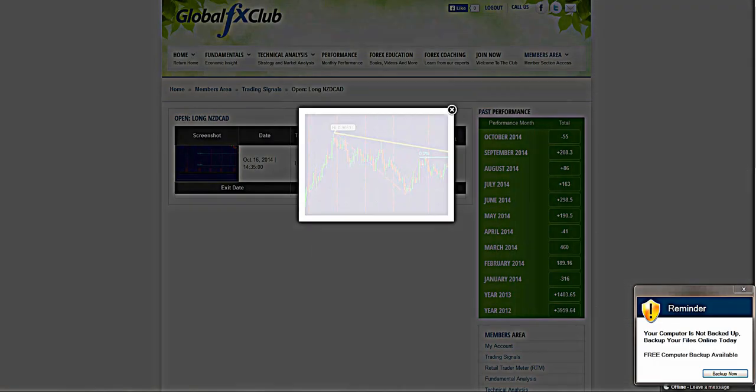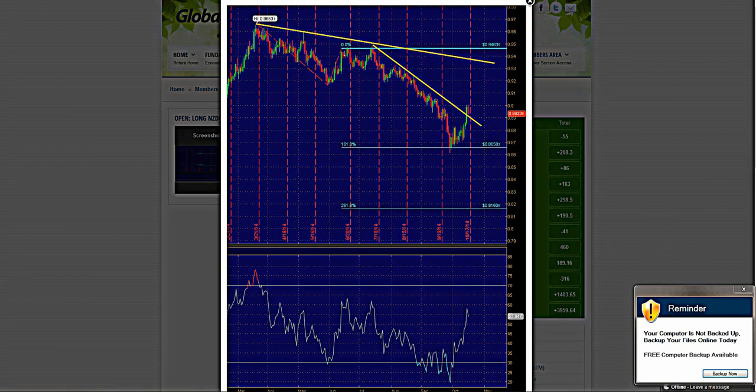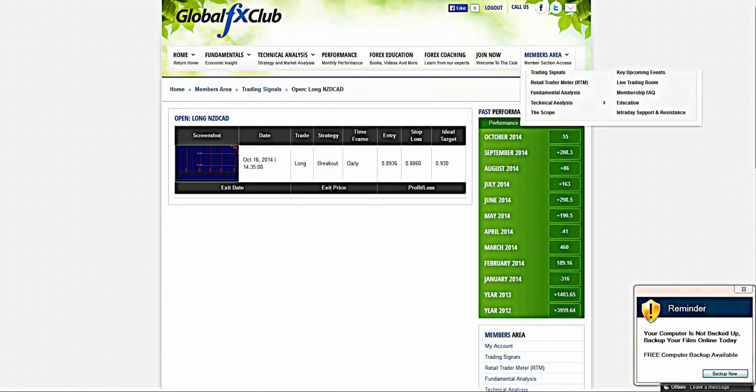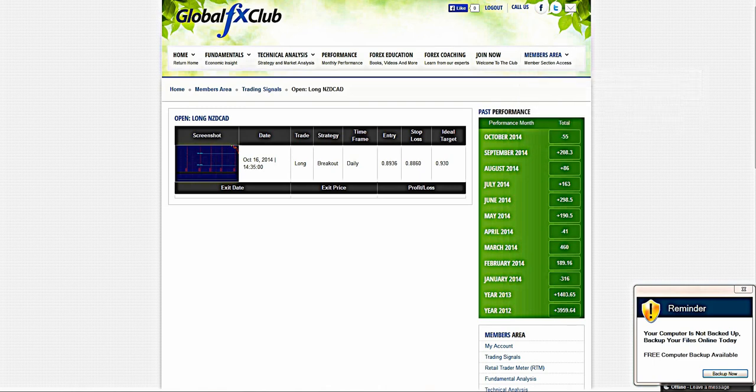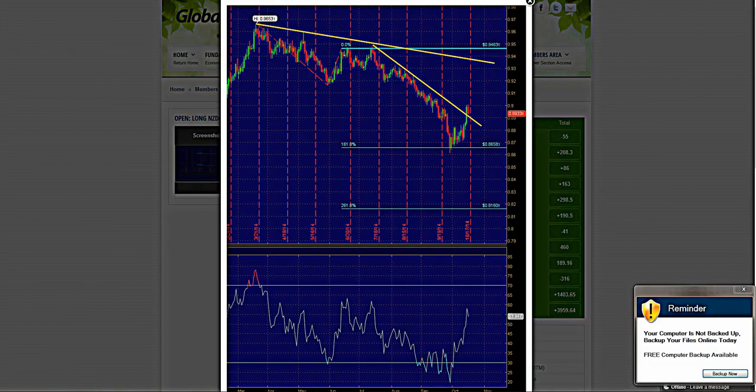So this is the Kiwi CAD setup. This is the daily setup. We got long at 0.8936, stop loss at 88.60, and target is for that 93 level. So this is the setup. The daily setup, you see a nice breakout and then a retest of that area.